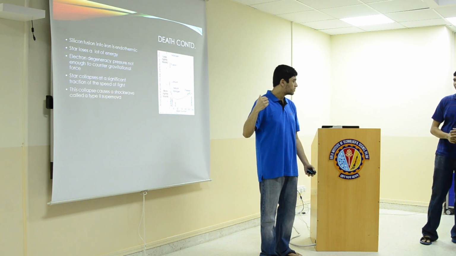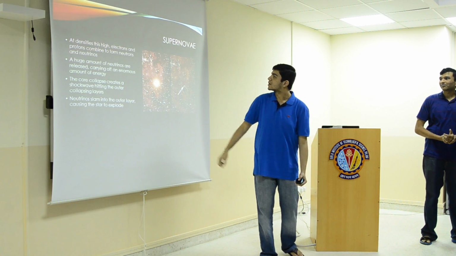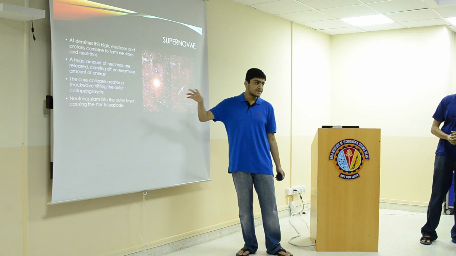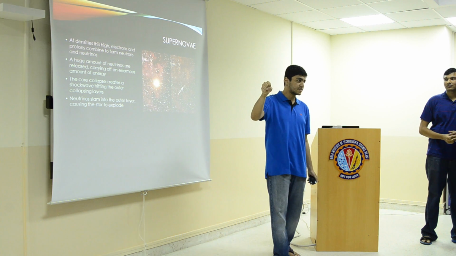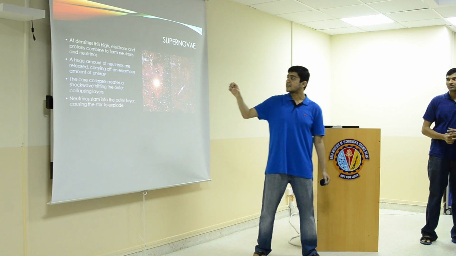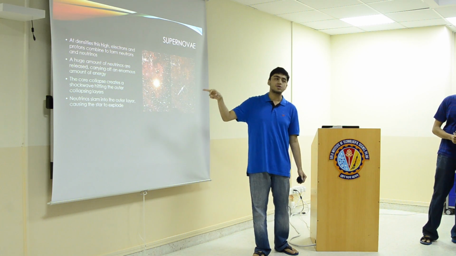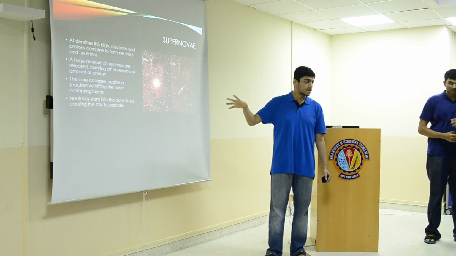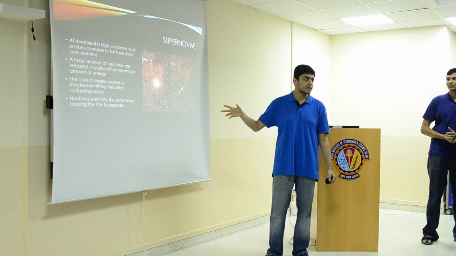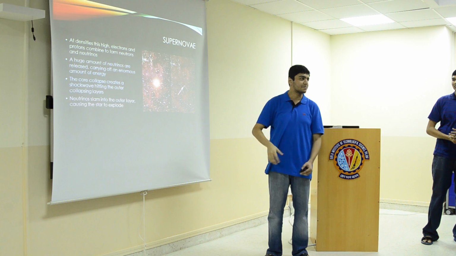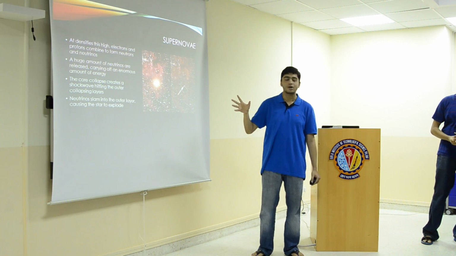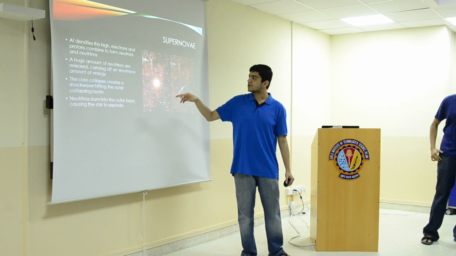What happens next? At densities this high, at the center of the star, the electrons and protons are going to combine to form neutrons and neutrinos. This is a quantum physics phenomenon that's going to affect a star that big. It's mind-boggling, but yes, they combine to form neutrons and neutrinos.